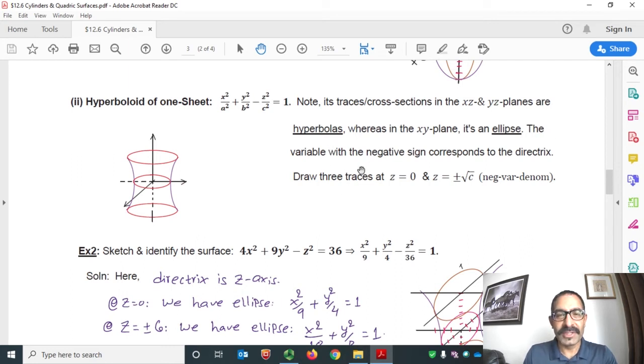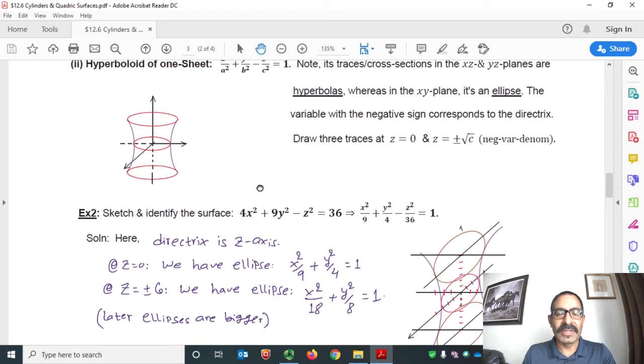The variable with the negative sign corresponds to the directrix. So the z-axis is our directrix. Draw 3 traces, at z equals 0 and at z equals plus minus the square root of the denominator. So that means let's draw traces at z equals 0, that means on the xy plane, and at z equals plus minus c height. I hope this makes sense to you all.